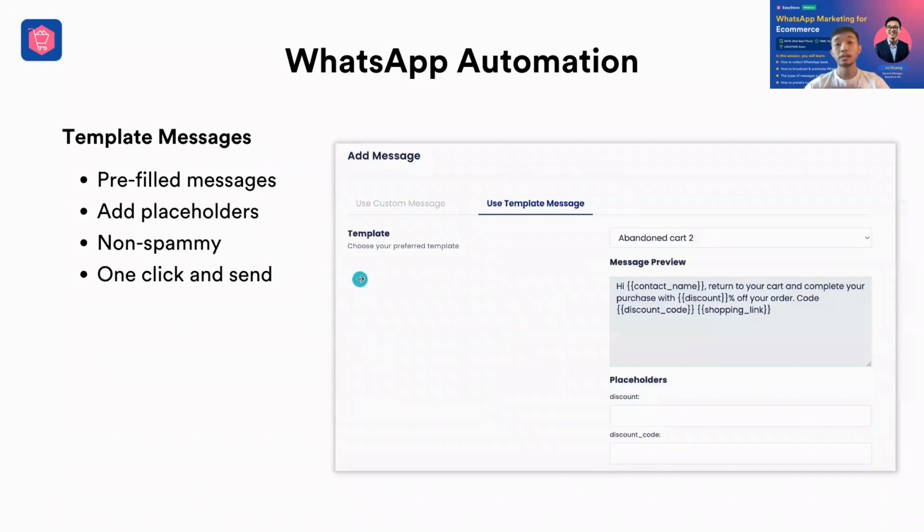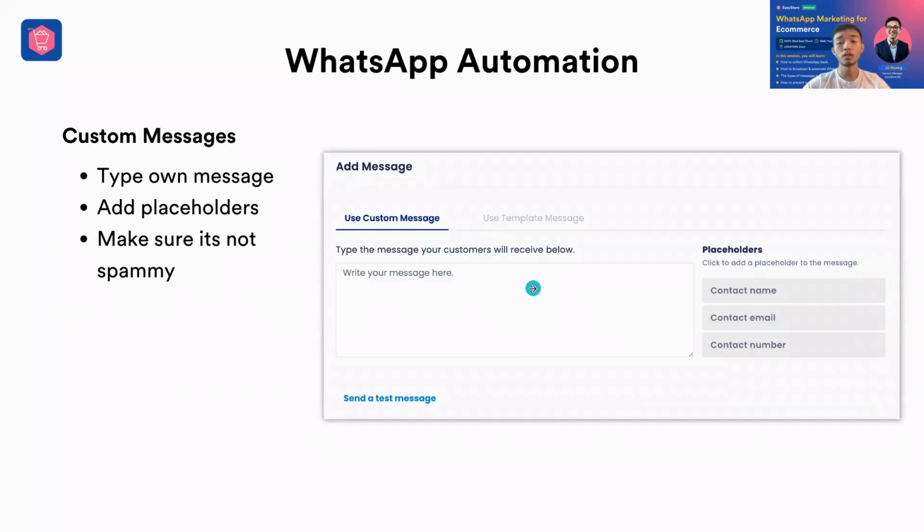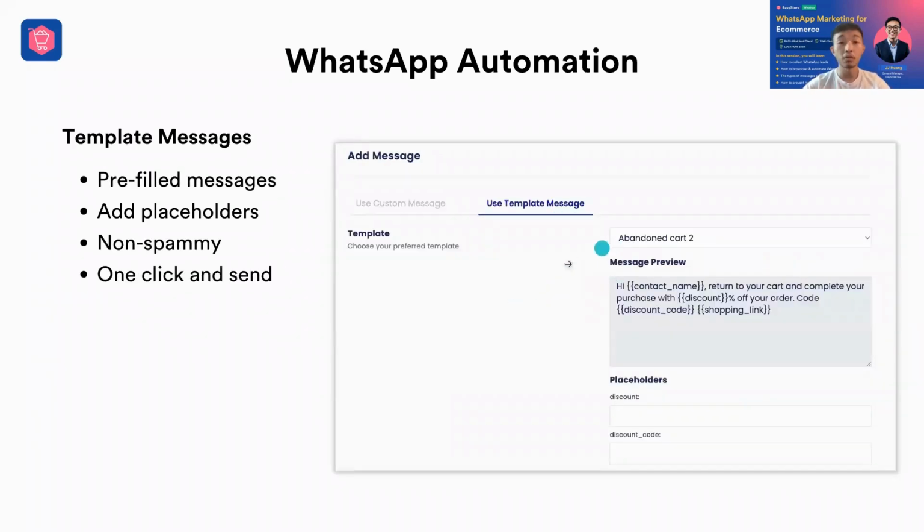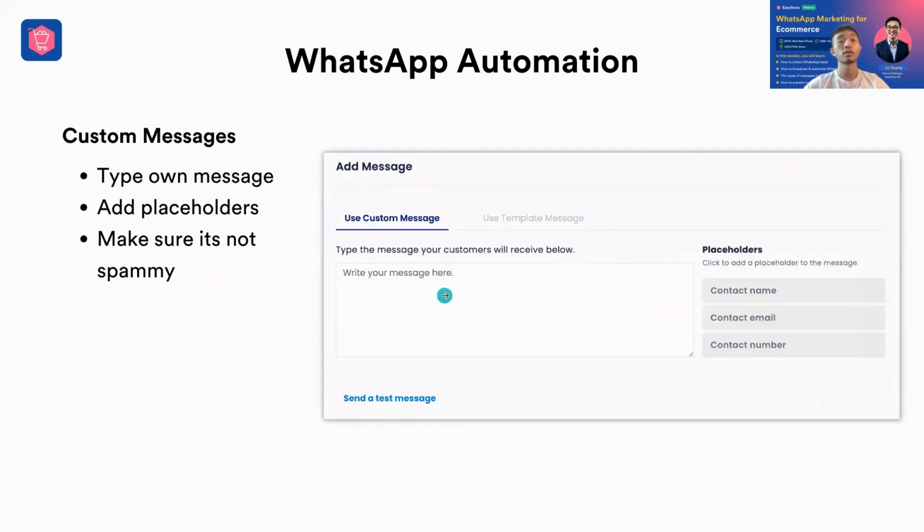Next would be sending out the messages. So for messages, there are 2 types. There are template messages and custom messages. Of course, we recommend template messages because it's a pre-filled message and they let you add placeholders. And again, if you really have something that is not within a template message, something very unique that you want to send on certain unique behaviors, you want to have your own custom message where you can type your own message, add your own placeholder. And of course, again, make sure it's not a spammy message.